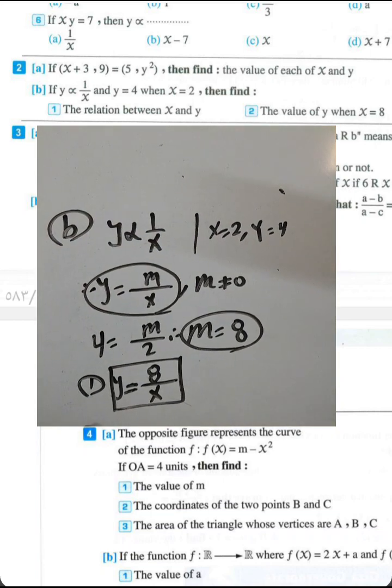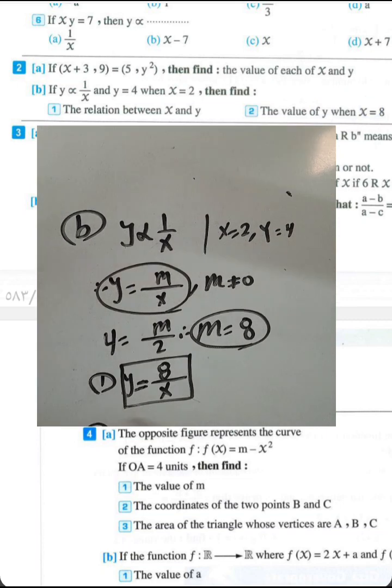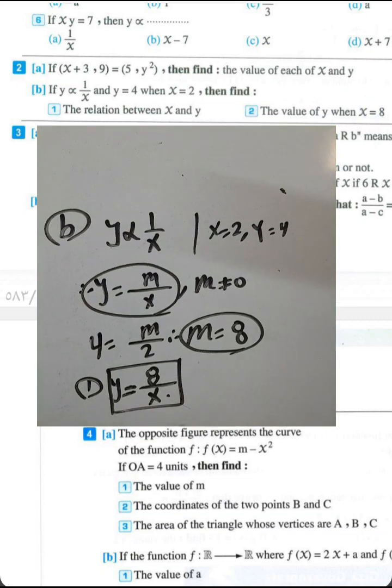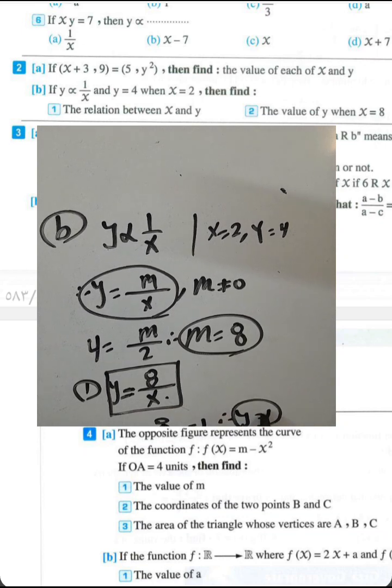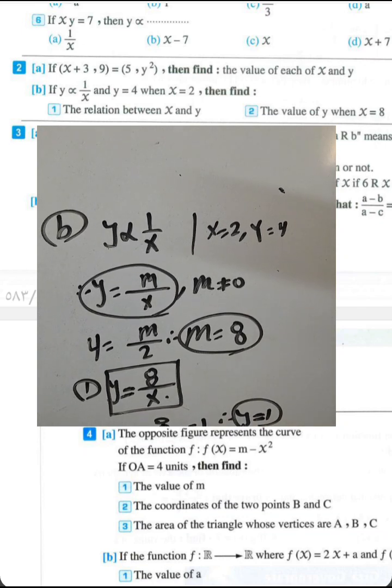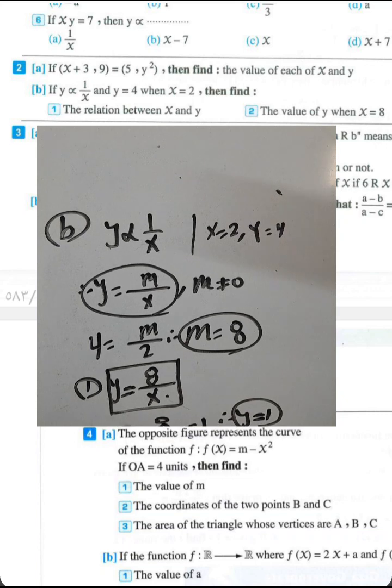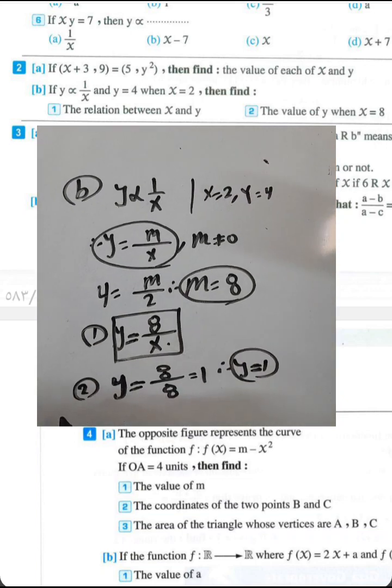Number 2, you want to find the value of y when x equals 8. Put x equal 8 here, then y equals 8 over 8, it will be 1, then y equals 1.